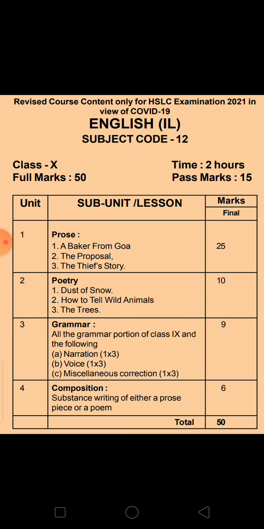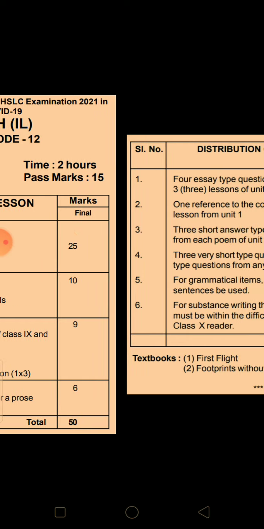I am sure many of them are still confused about what will come or what are the units that we need to study. For example, many may not know that the grammar portion of class 9 will be included as well as class 10, both for English language as well as English IL. So that's an important note to know.